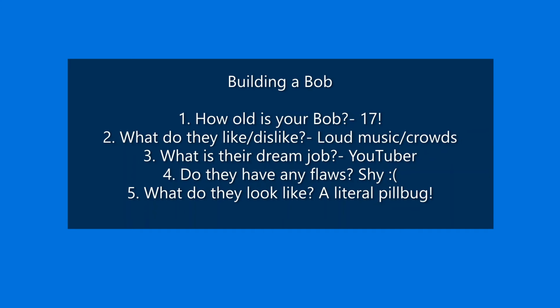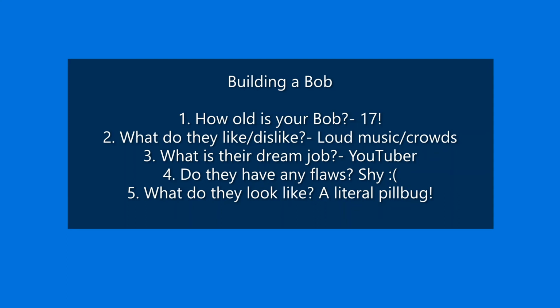And then number 5, what does your Bob look like? Now this is my favorite question, and this is because you can really use any type of creativity you want. So each Bob, while having the same name, can be their own person or animal. For example, I want my Bob to literally be a pill bug. Yep, you heard me. My Bob is a 17-year-old, very shy, video game loving pill bug. And why? There's really no answer except I like bugs.